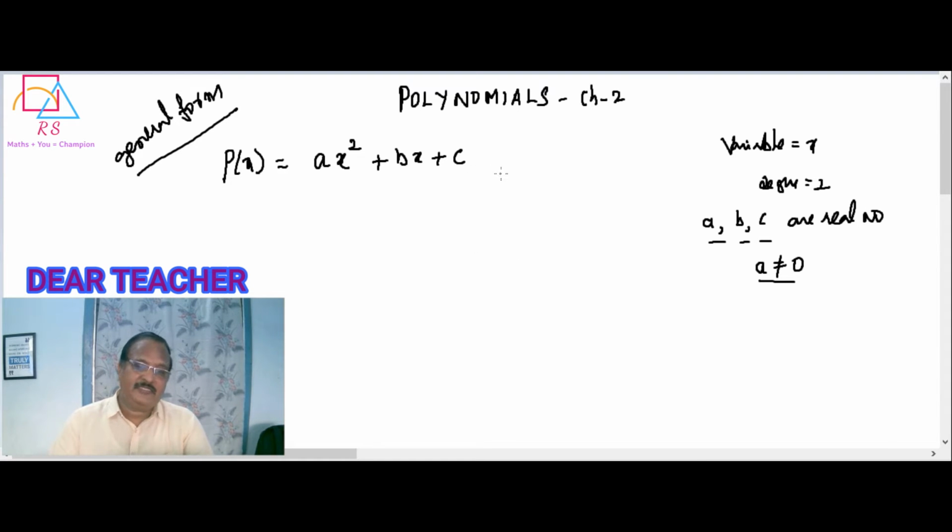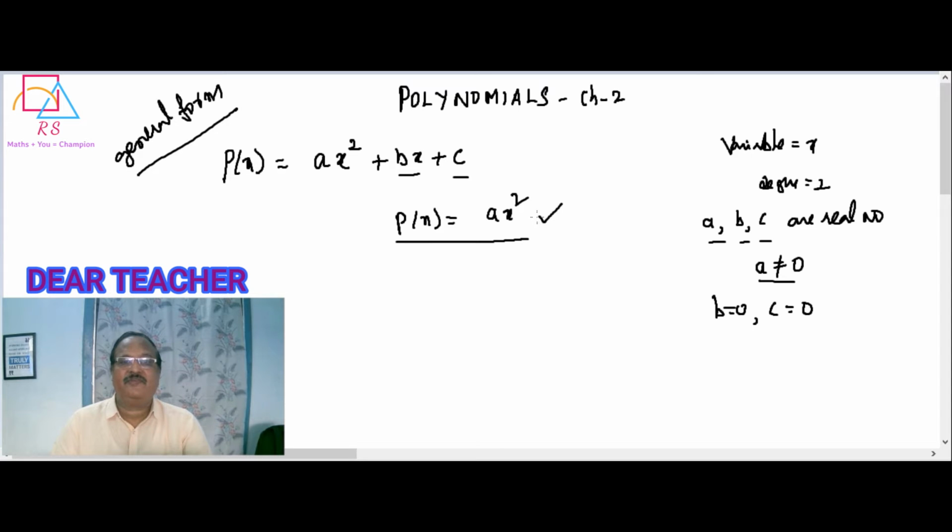This is the understanding of a. Then what about b? b can be 0 and c also can be 0. If both are zeros, what happens? If b is equal to 0, the x term becomes 0. If c is equal to 0, then the constant term becomes 0. So then only p(x) equal to ax square will remain.